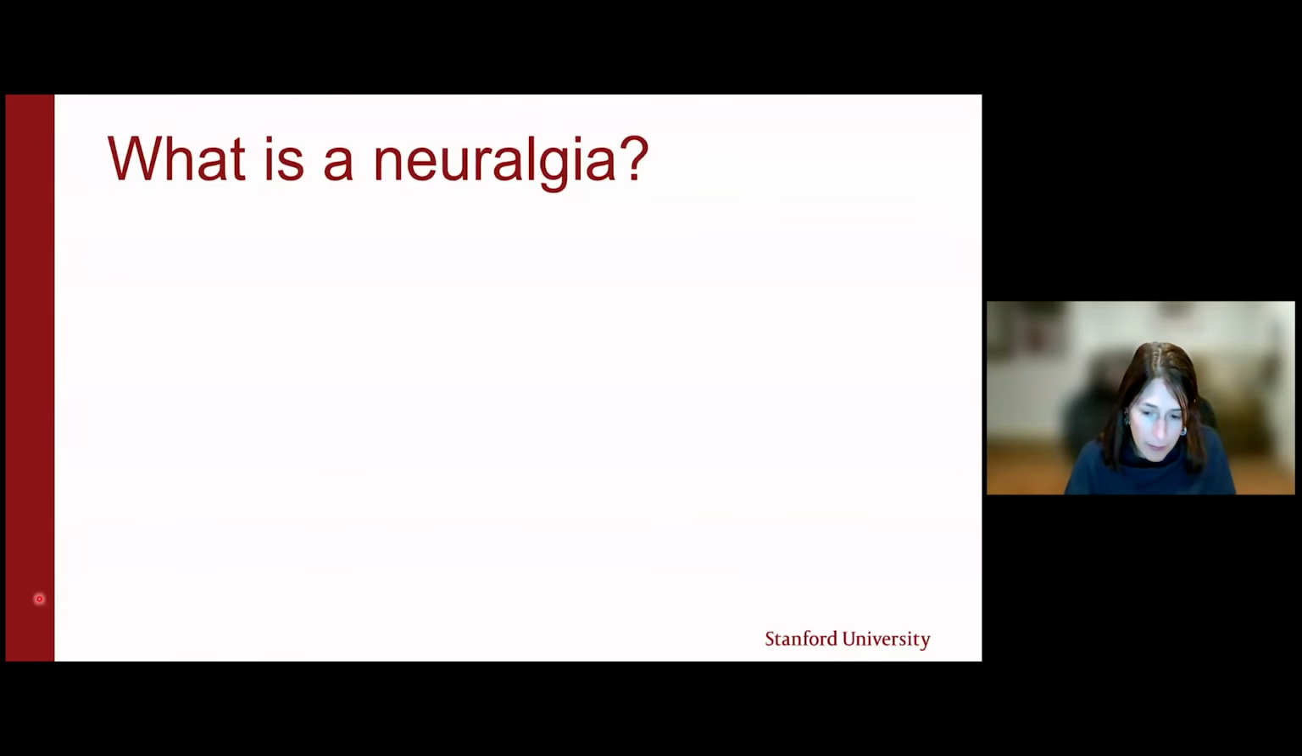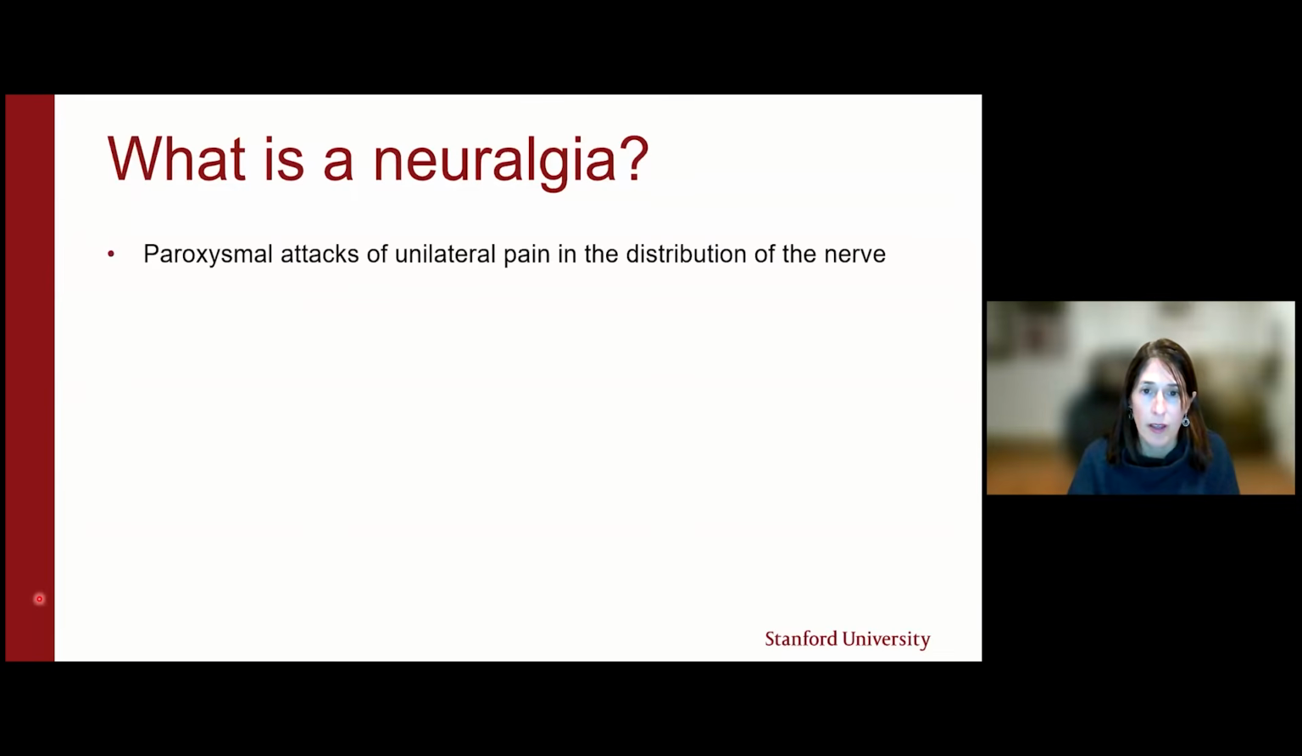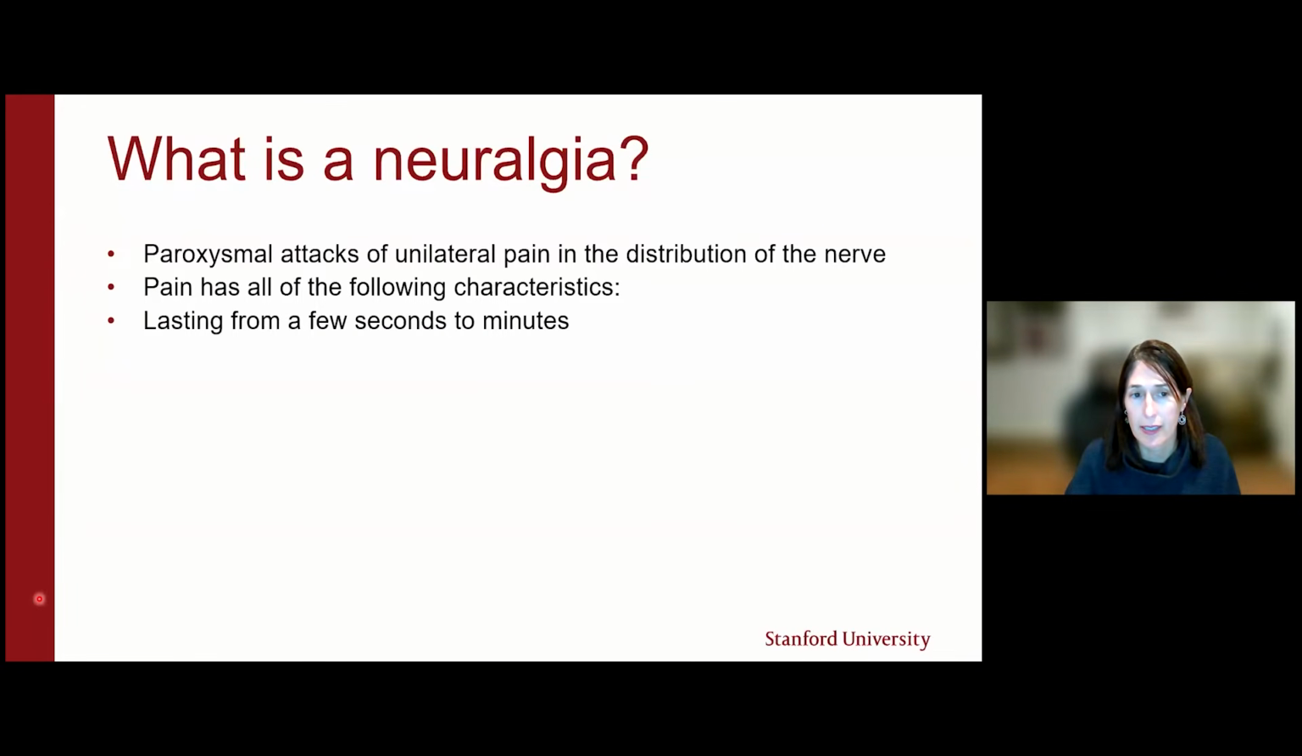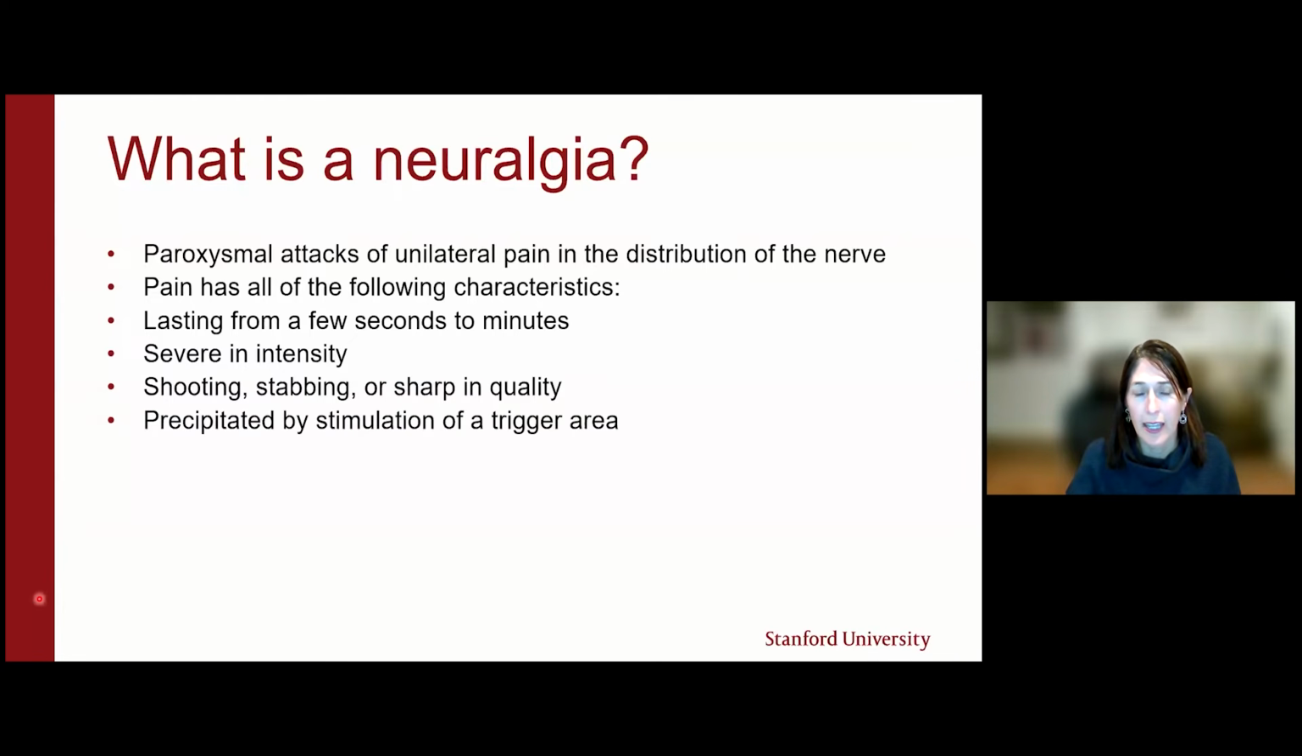And so I want to just back up because neuralgia is a big word and we probably should define it. So what is neuralgia? Neuralgia is an intermittent attack of one-sided pain in the distribution of a particular nerve. And you can have a neuralgia of any part of your body, any nerve in your body, and it's usually due to an injury of some sort. The pain has all of the following characteristics. It lasts from a few seconds to a few minutes. It's severe in intensity. It's shooting or stabbing or sharp in quality. And it seems to be precipitated by stimulation of a trigger area.